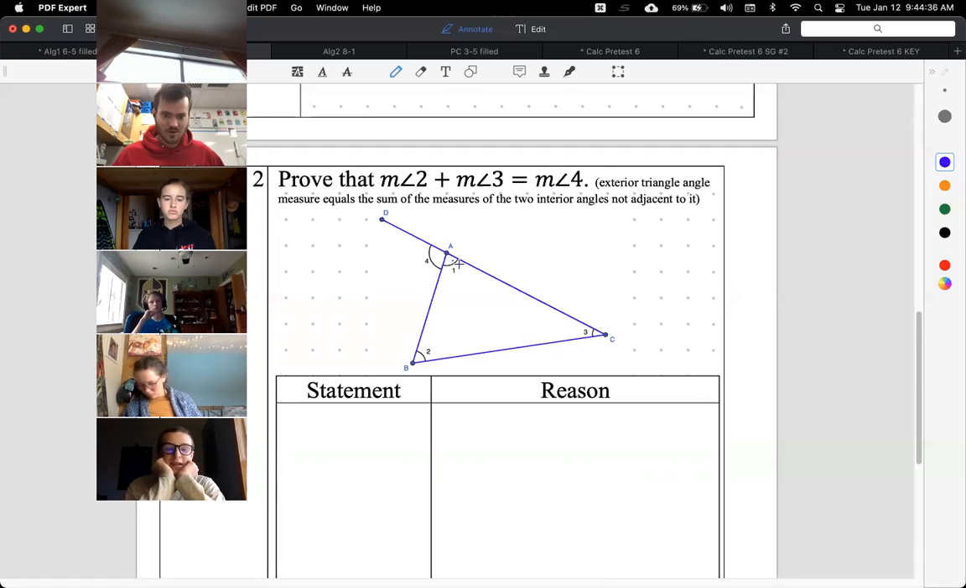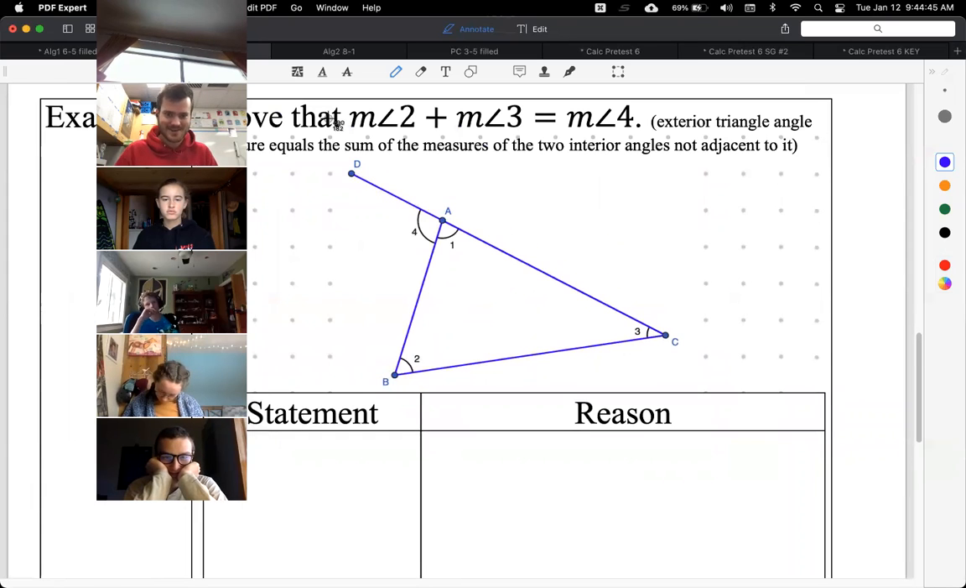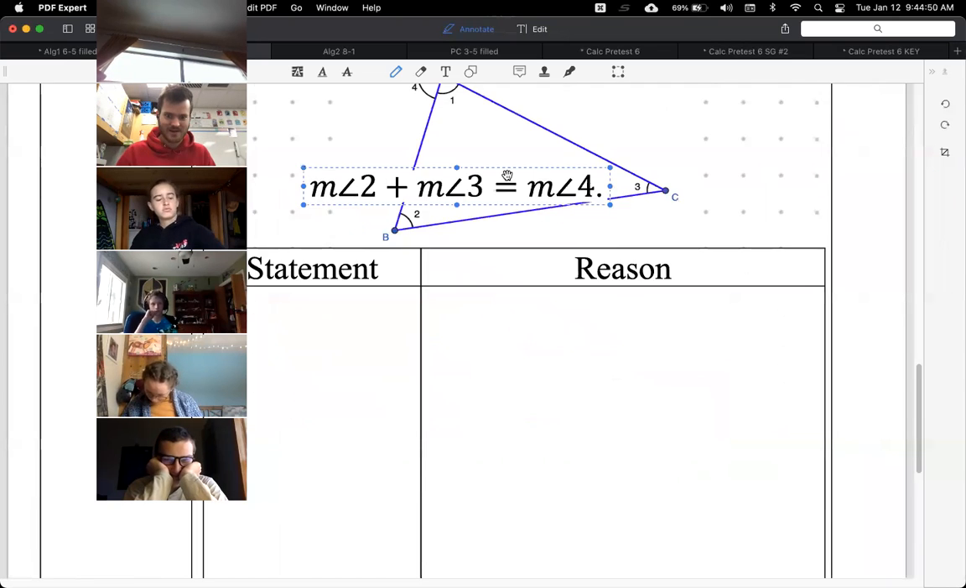Don't use the one that's adjacent to it. That's why I said not adjacent to it. Okay, so how do we do this? Let's start out by doing the final answer. So, screenshot. Measure of angle 2 plus measure of angle 3 is equal to measure of angle 4. That is our final answer.